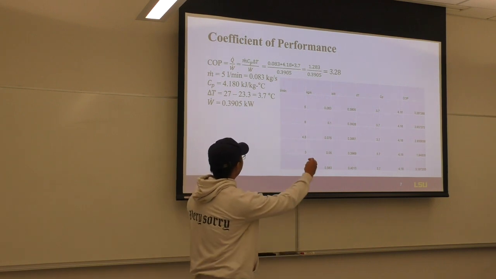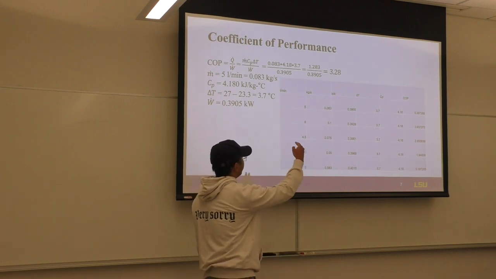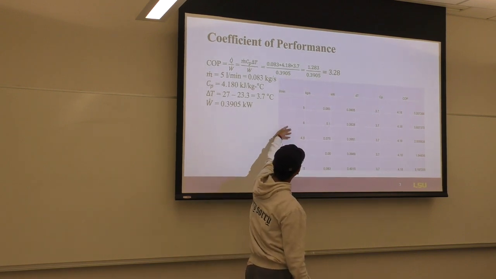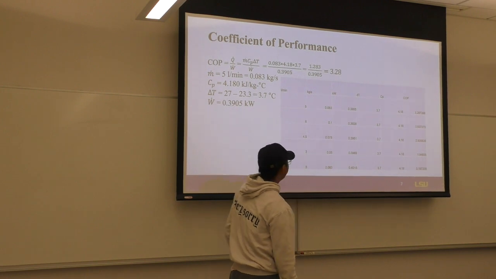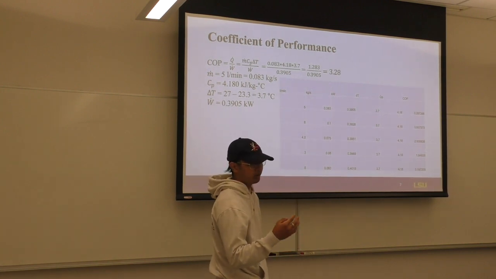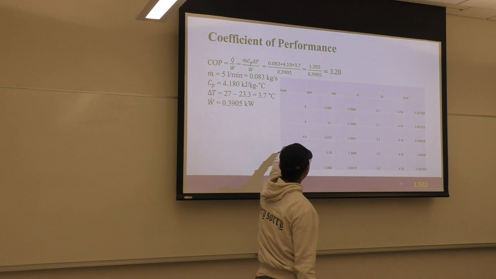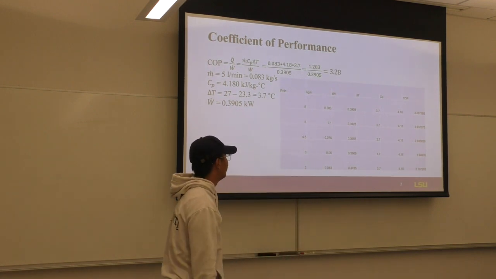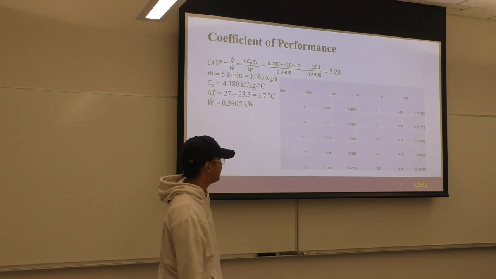So as we decrease the mass flow rate, the COP also decreases. But when we increase it, it's vice versa. Increase the mass flow rate, and the COP will also increase.